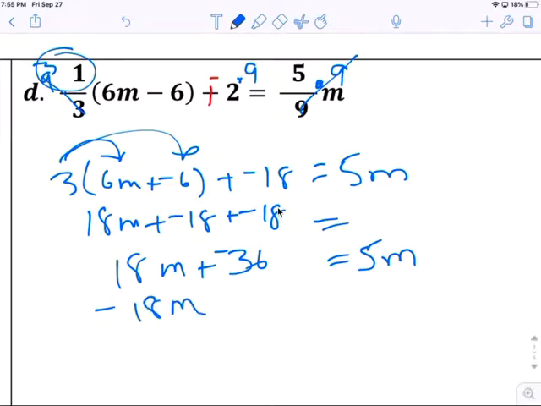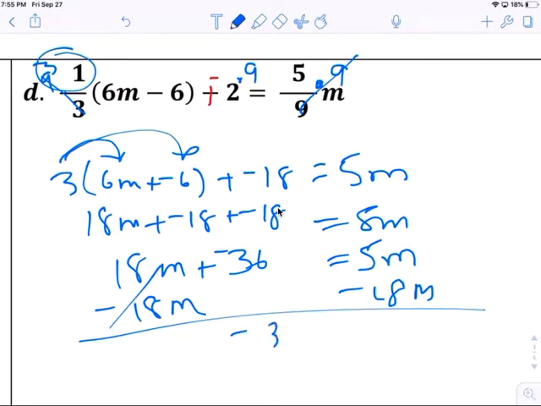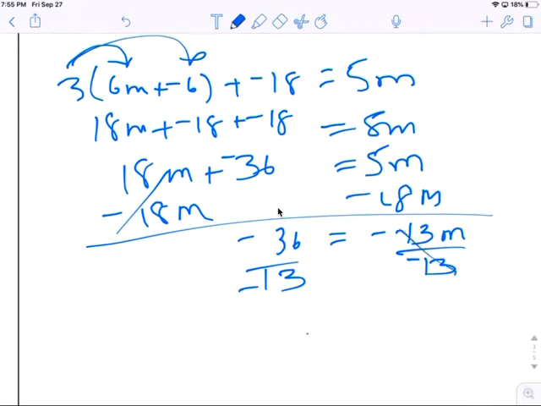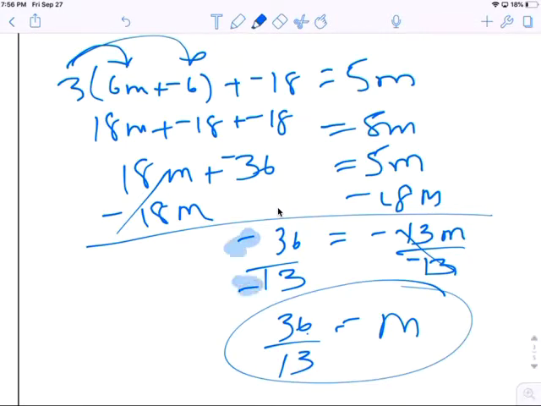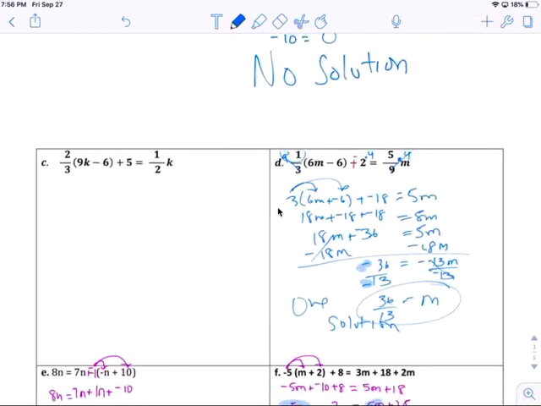Subtract 18M, subtract 18M, negative 36 equals negative 13M, divide by negative 13. Okay, M equals 36 over 13, positive, because 2 negatives is a positive, one solution. Okay, most of you should know how to do this. Done so many of these.